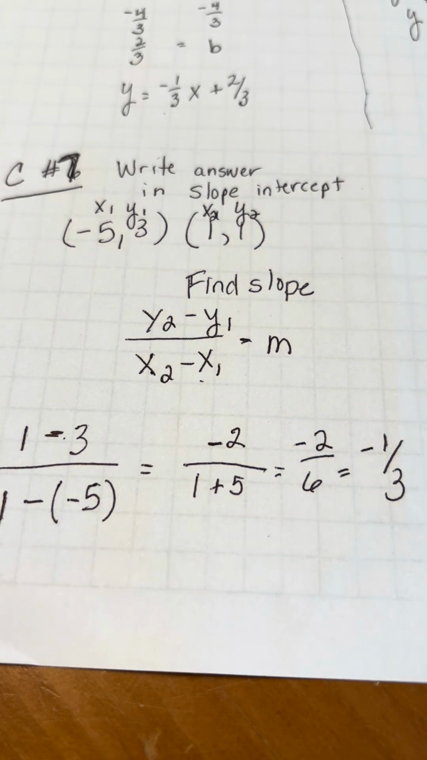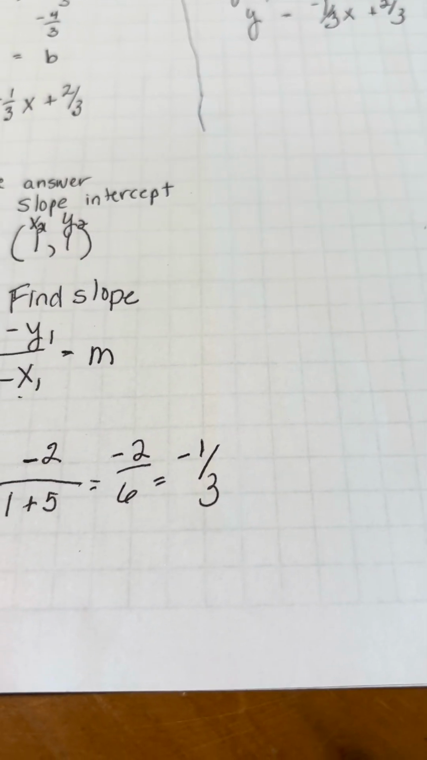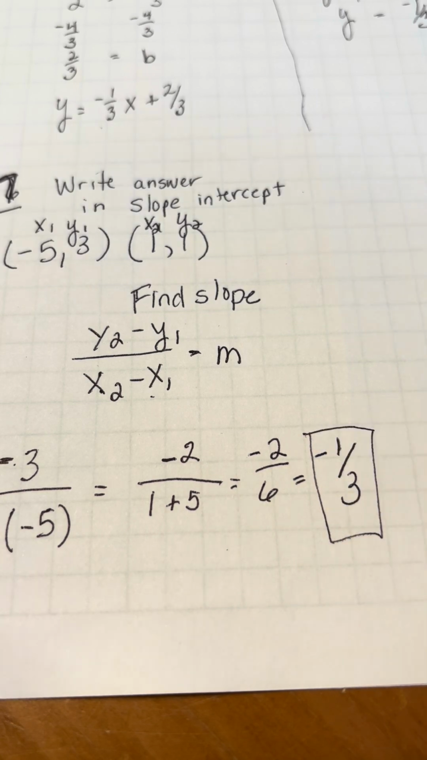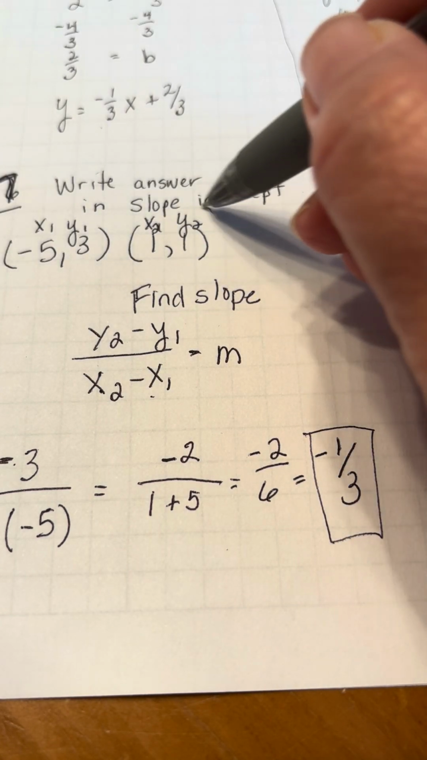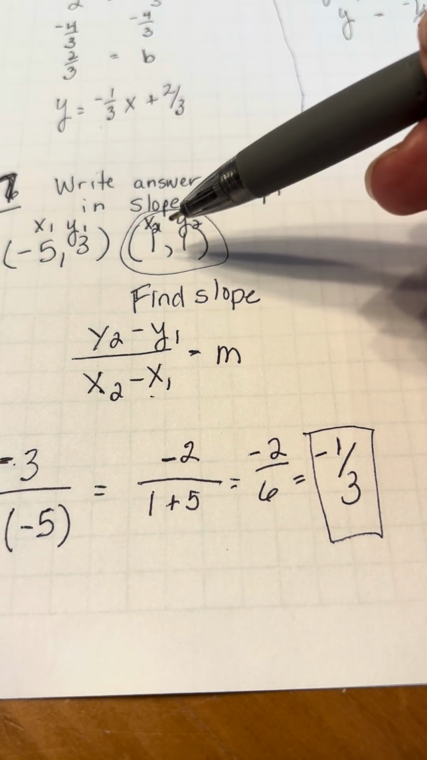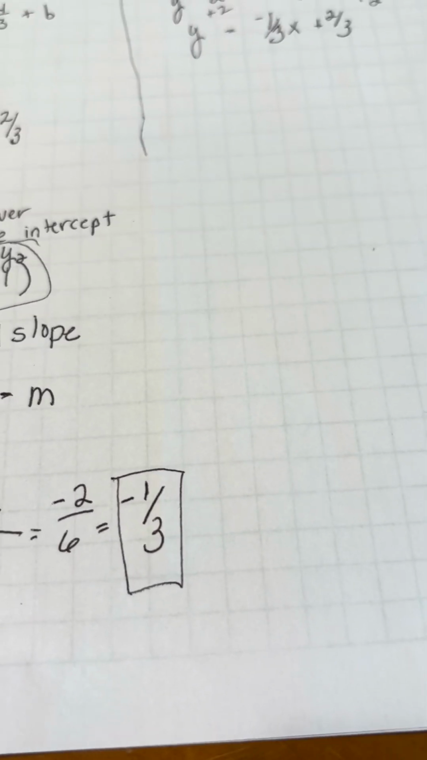So there's my dog Charlie barking. So now they asked me to write it in slope-intercept form. So I know the m. I pick one of the points. I'm going to pick this one. I can pick either one I want. I'm picking this one because the numbers 1 and 1 are so easy to work with. Okay, personal choice. You could pick the other one.